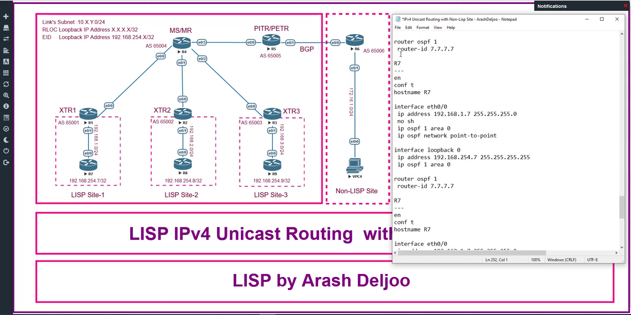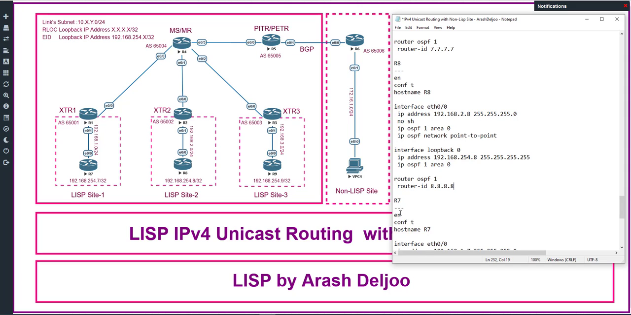This is the configuration of R8, this router. Hostname is R8, interface Eth0/0's IP address is 192.168.2.8, 255.255.255.0. No shutdown, ip ospf 1 area 0, ip ospf network point-to-point. Then interface loopback 0, the IP address is 192.168.254.8, 255.255.255.255. And after that, router ospf 1, router ID is 8.8.8.8.